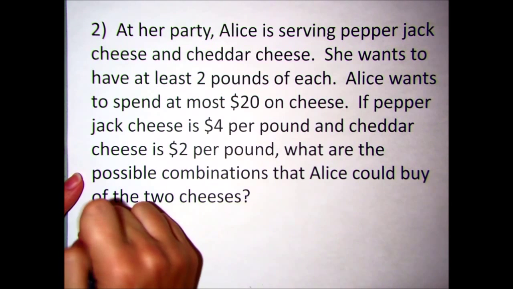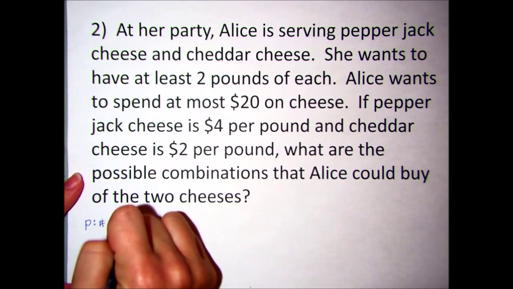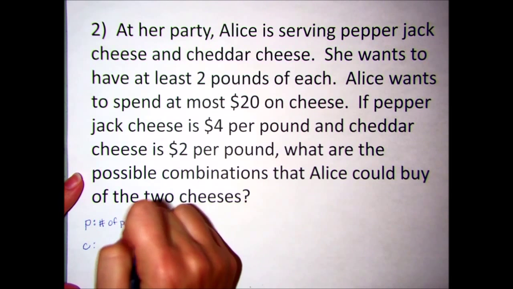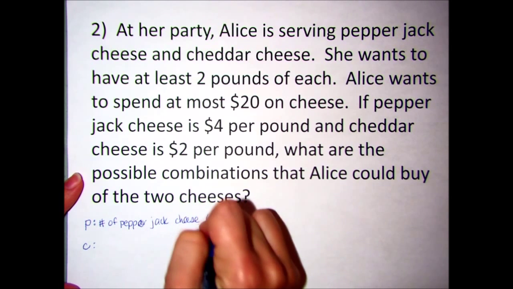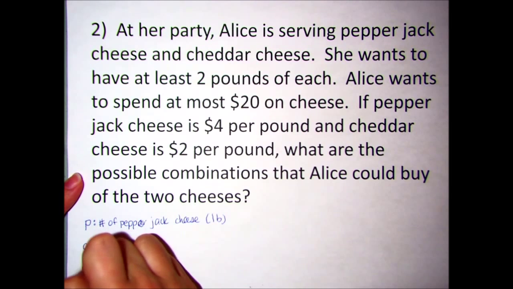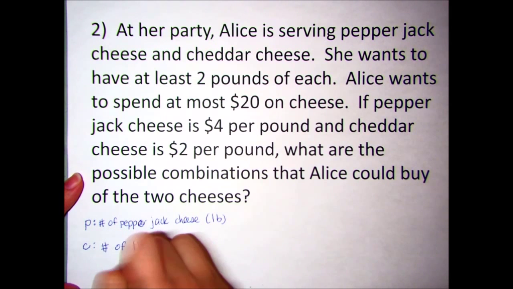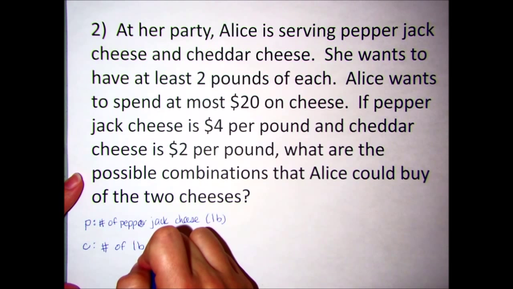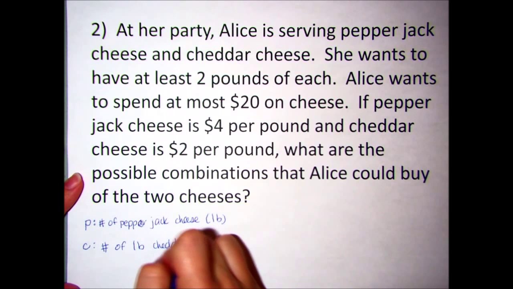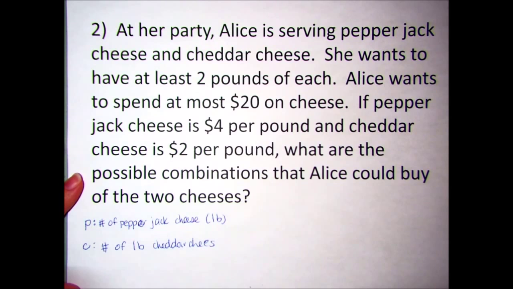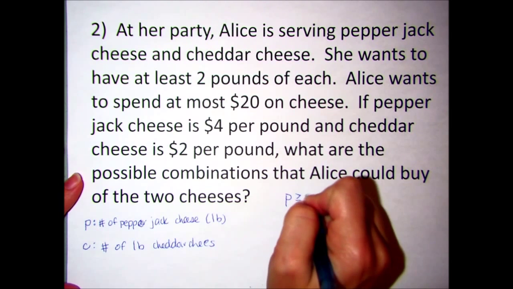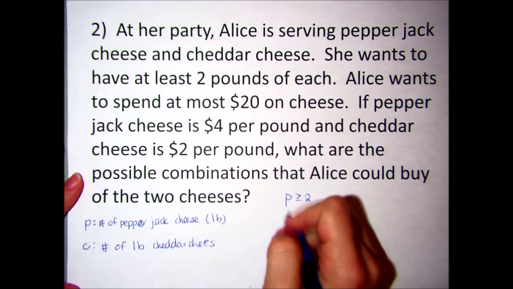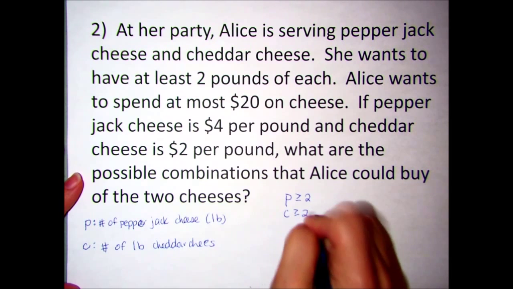So we're dealing with the number of pounds of pepper jack cheese. And then also we're going to have the number of pounds of cheddar cheese. So she wants to have at least 2 pounds of each. So we want the pepper jack cheese to be at least, so greater than or equal to 2. We want the cheddar cheese to be greater than or equal to 2 pounds.